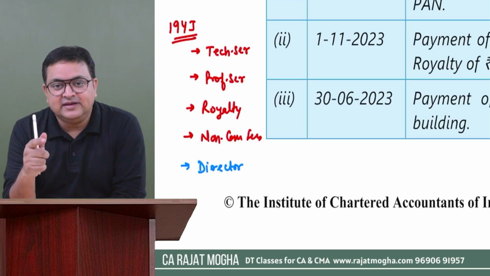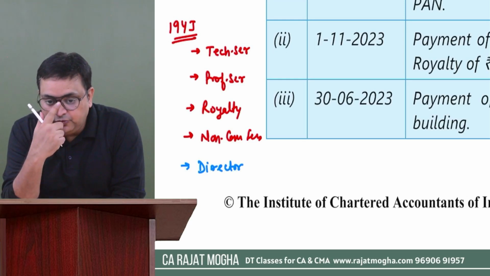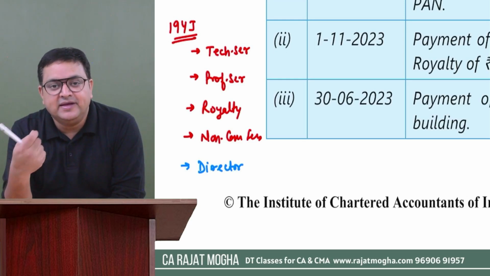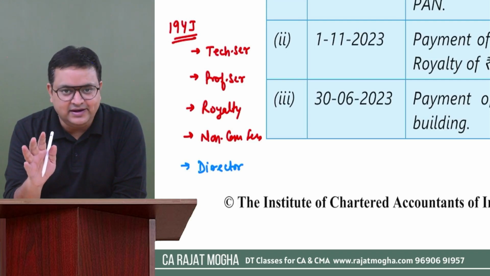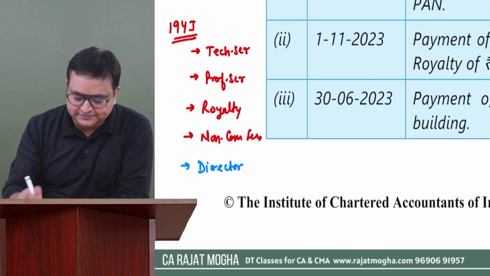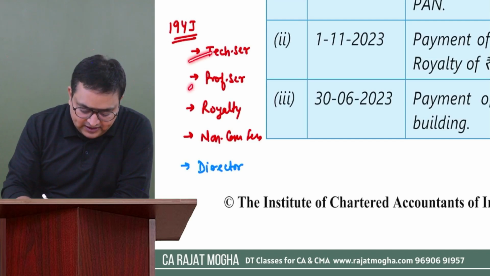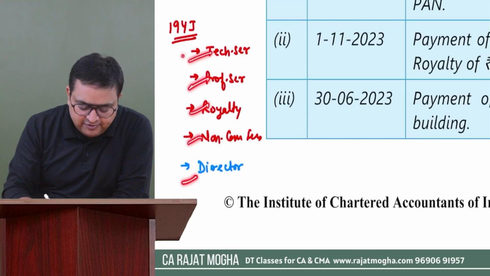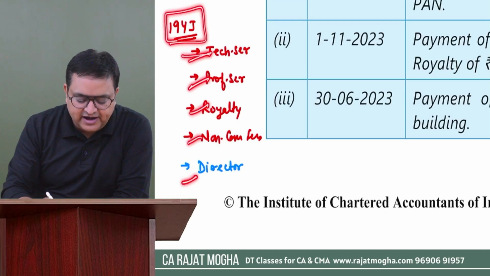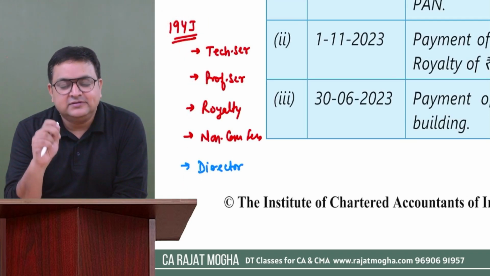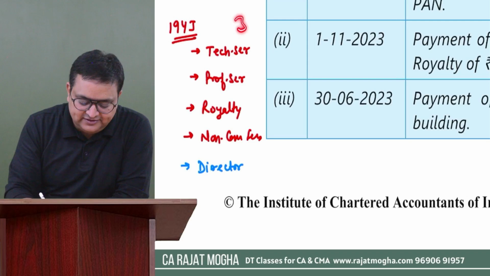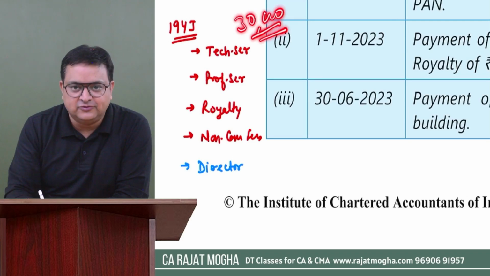Why I'm saying that: if they are making a payment to the director in the capacity of employee, if they are paying salary, then we have a separate section for salary, 192, correct? So it is other than employee. On these 5 things, whenever we make a payment, there is section 194J. The important point here is the threshold limit is 30,000. The threshold limit is 30,000.